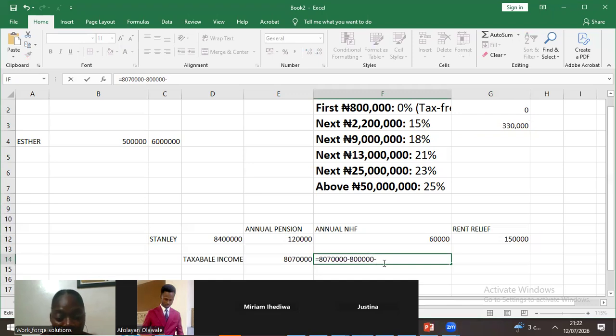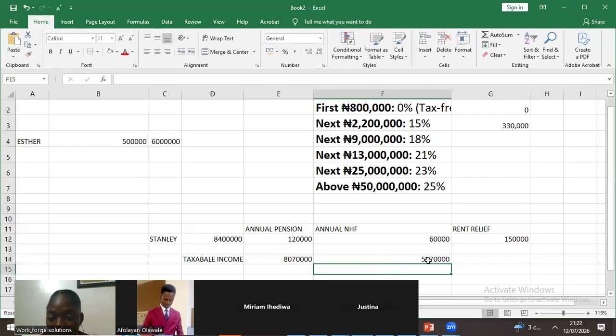Yes. The 2.2 million now, so I'm removing it. So what do I have left? 5,070,000. Because what's left is bigger than 15% but smaller than the next bracket, I'm going to use the next one. But I'm not going to do 18% of 9 million naira. I'm going to do 18% of what's left. Do you understand? So do the 18% of what's left for me. What do you get?